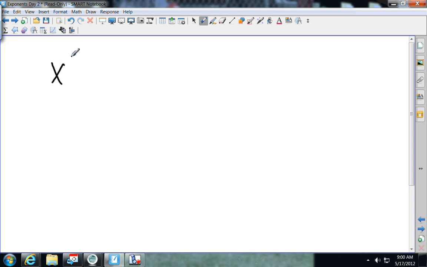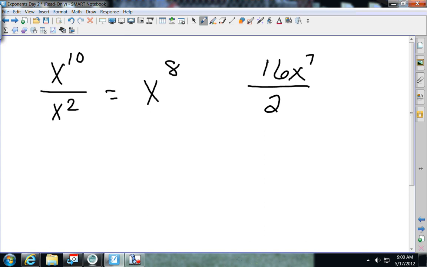What if I had x to the 10th over x to the 2nd? Answer that one. If you subtract the exponents, right here, 10 minus 2 is 8. It's x to the 8th. What if I had 16 x to the 7th over 2 x to the 2nd? What would that one be? Right here, you would divide. 16 divided by 2 is 8. And then you subtract the exponents. 7 minus 2 is 5.